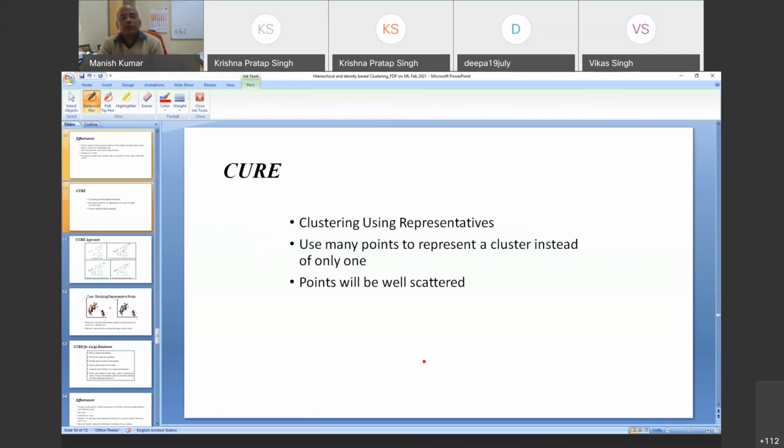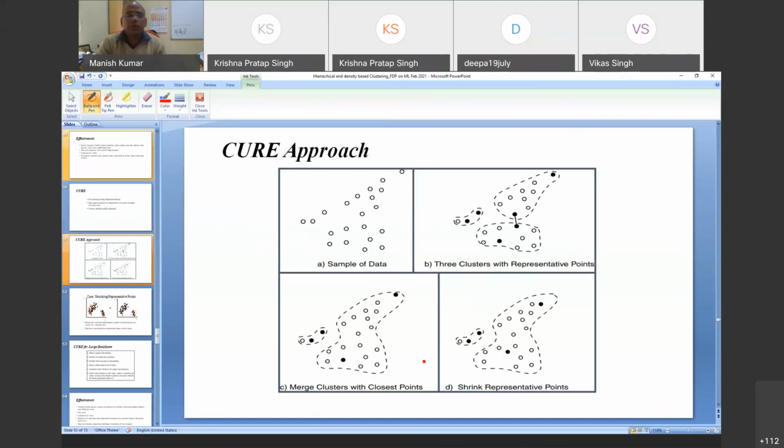Next is CURE, clustering using representatives. This is very simple, you can see what is happening. A sample of the data is taken, that means you have actually taken one sample out of the data D, and then you start looking for cluster medians. So suppose you have 3 clusters with representative points. These black points are the representative points I'm looking for. These are representative points, and these are.